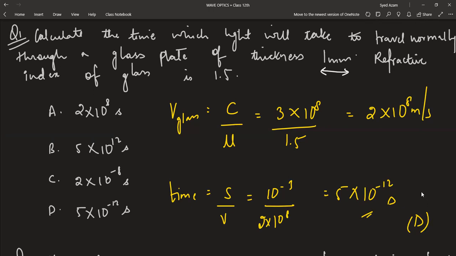Please write the solution. We'll see some other questions. Now we'll see the questions based on the intensities.